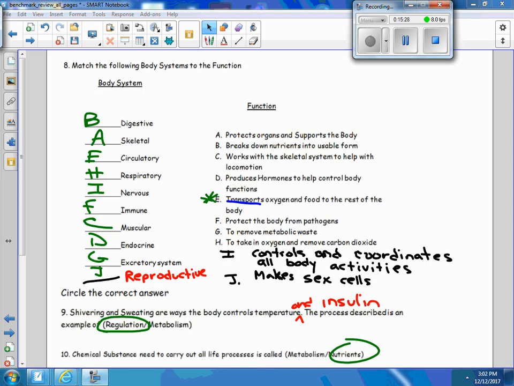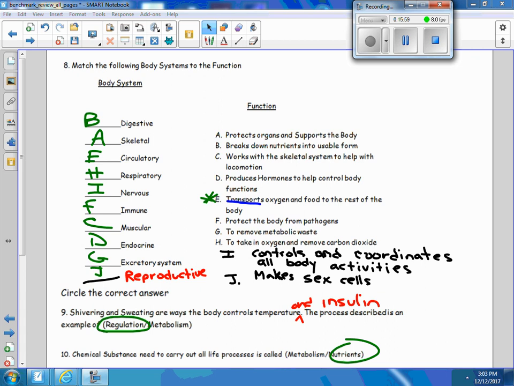All right. The digestive system breaks down nutrients into usable form. Our skeletal system supports our organs and supports the body. Circulatory system transports, that's a key word, underline that, oxygen and food to the rest of the body. Your respiratory system takes in oxygen and removes carbon dioxide and helps keep our body undergoing homeostasis by bringing in those gases. Nervous system controls and coordinates all body's activities. You have to add something to this because I think this is missing.